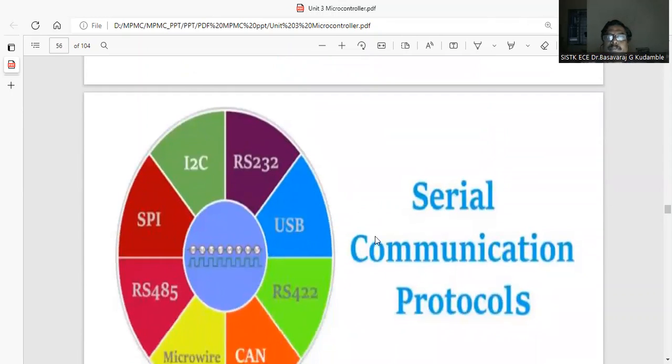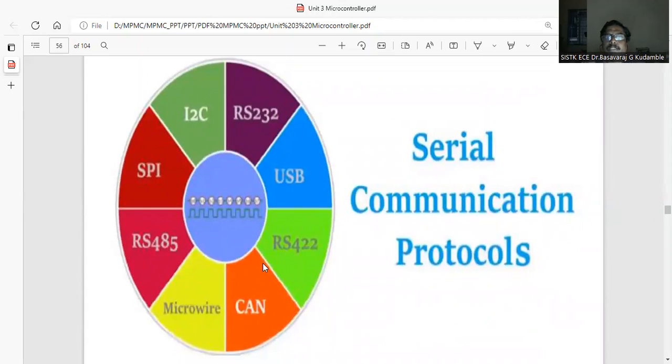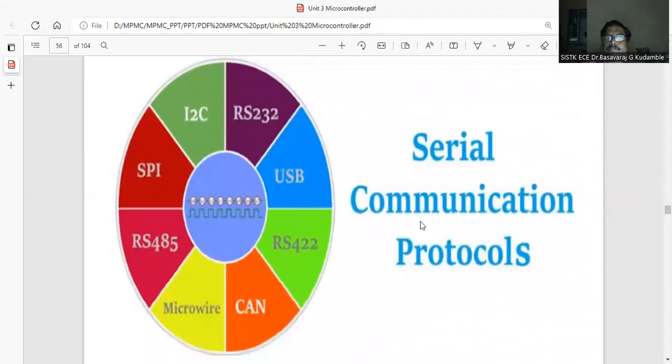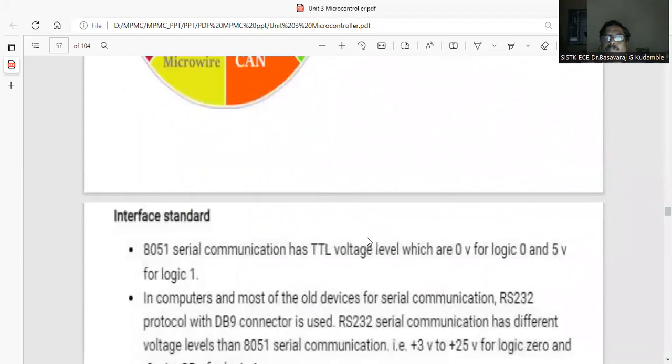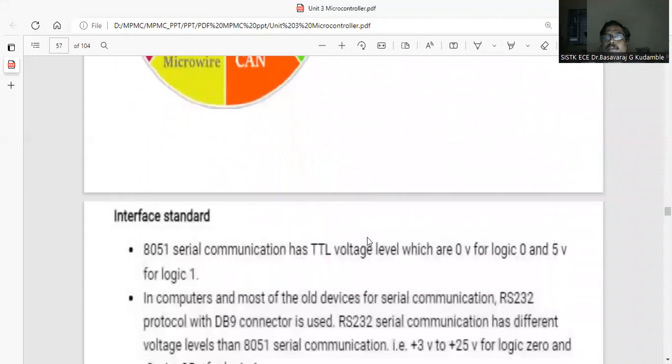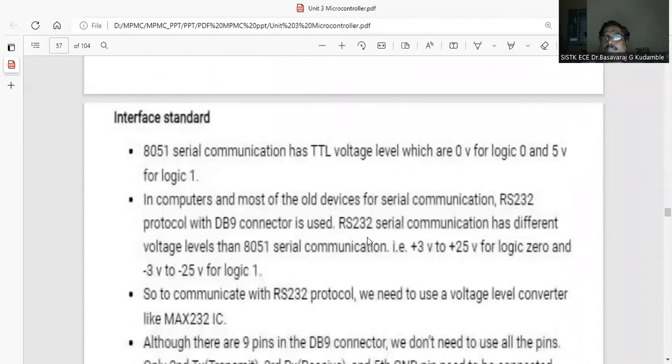So these are a few examples of the serial communication protocols used practically. There is I2C, RS-232, USB, RS-422, CAN, Microwire, RS-485, SPI. Now, for your syllabus only, that is UART. Just by using RS-232, we can transfer the data.